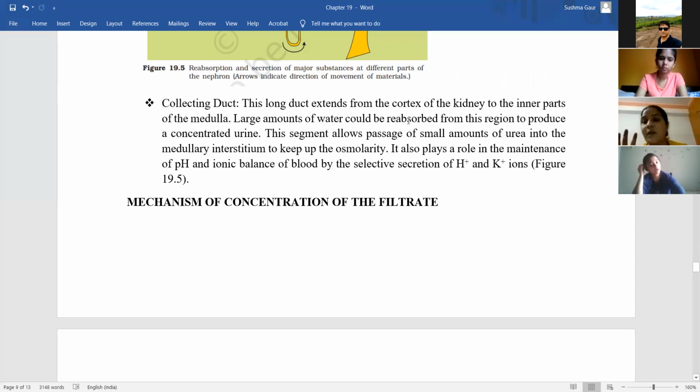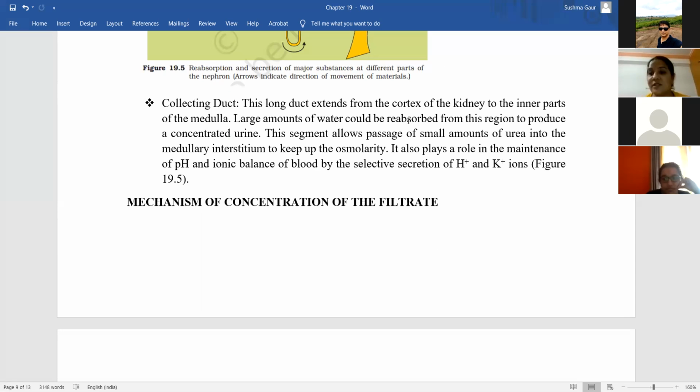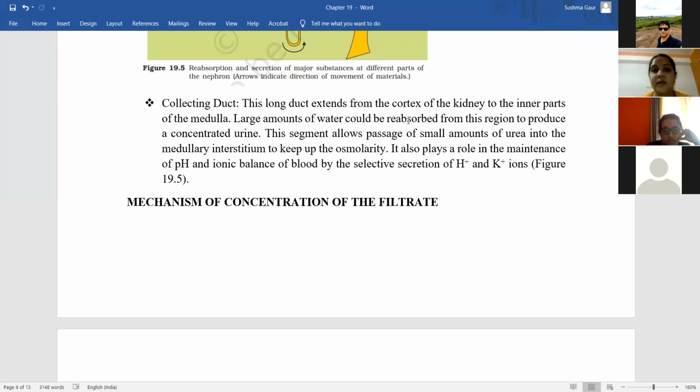So you do one thing, make one table, write the names of different parts, and in front of them write only the function, like function of each in one line or two lines. That will be easy for you to understand. I don't get time, otherwise I would have prepared that table. Okay, so reabsorption is occurring in the proximal convoluted tubule, distal convoluted tubule and collecting duct.